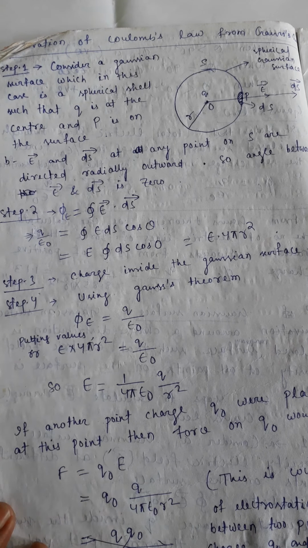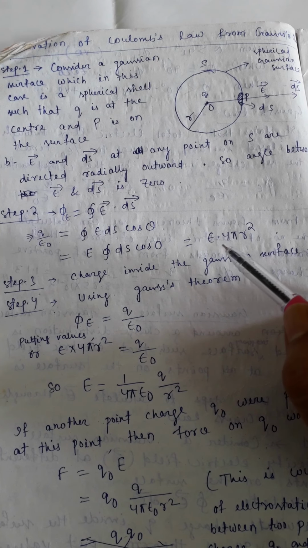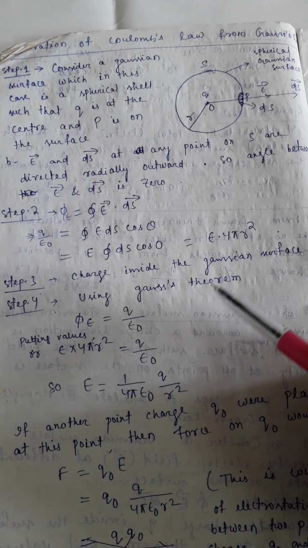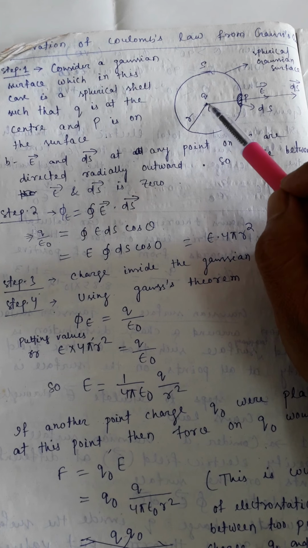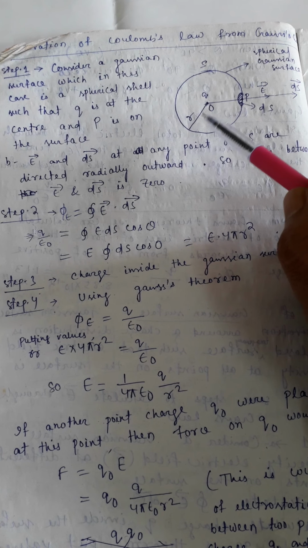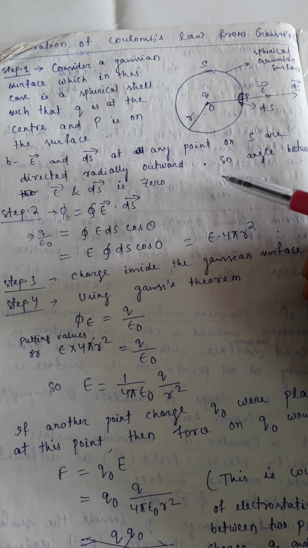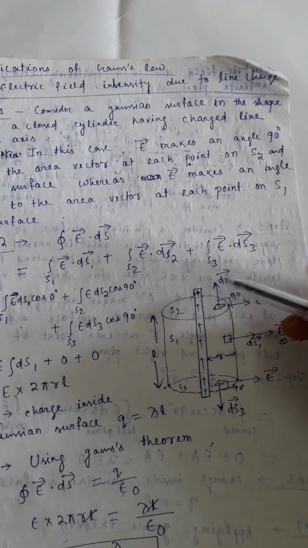Earlier we calculated the electric field by the calculus method, but here we will calculate the electric field using Gauss theorem by these 4 steps. For a point charge, we have calculated the electric field using Gauss law. Today, using Gauss law, we will calculate the electric field for a line charge distribution and surface charge distribution. So, first of all, the electric field intensity due to a line charge. Here is a line charge distribution.